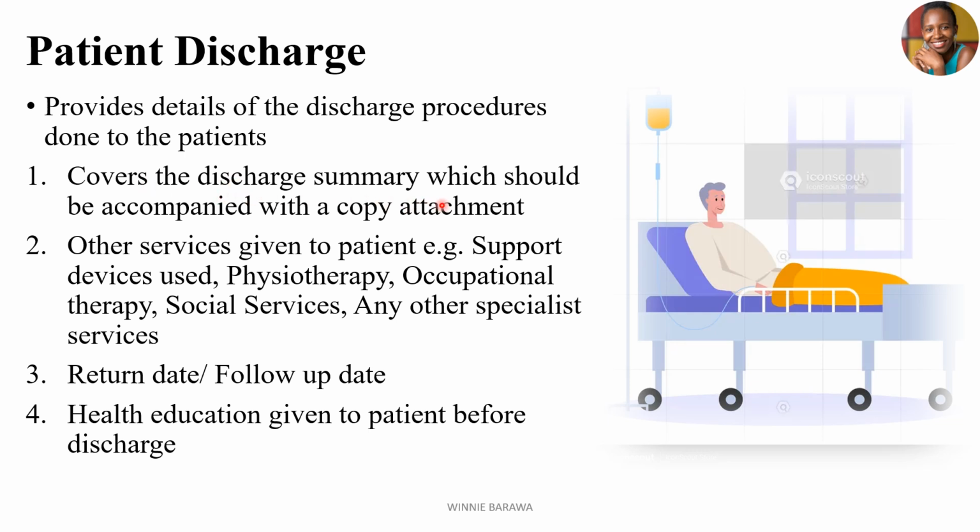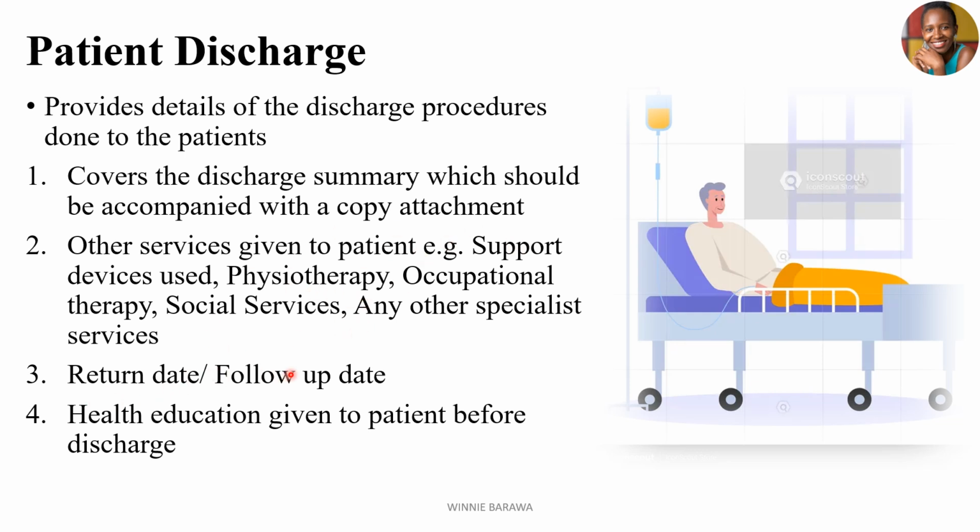So as a nurse, when you're doing this case report, you need to get a copy of that summary attached. And then the other part is other services that could have been given to the patient. Remember, as much as it's a nursing care case study, we have other support management that was offered to this patient. For example, you can have support devices that were used. We can have physiotherapy services that were offered. We could be having occupational therapy care, social services, or any other specialist services that were given. So it is good that this is also highlighted within the patient discharge.